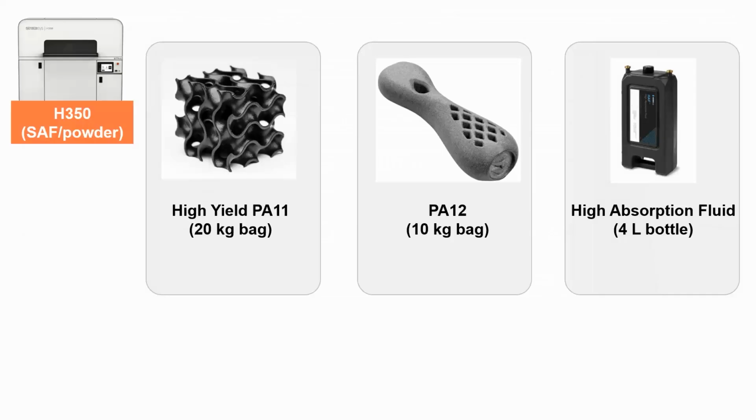One last example with H350. The costs for these were a little harder to get online, so I just asked around our shop, and what they found is that for the high yield PA11, it was about $60 per kilogram. For the PA12, it was about $48 per kilogram, and the high absorption fluid was about $450 a liter.